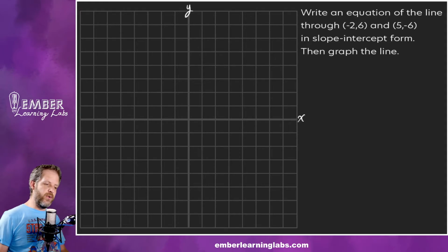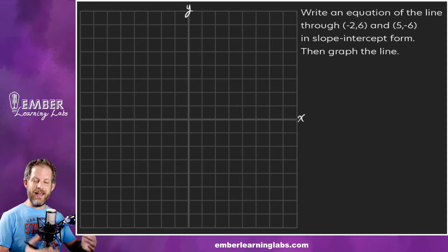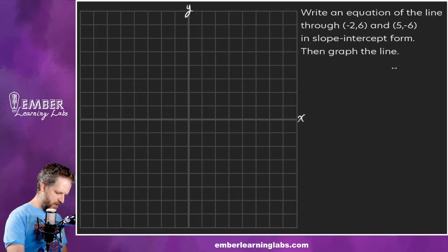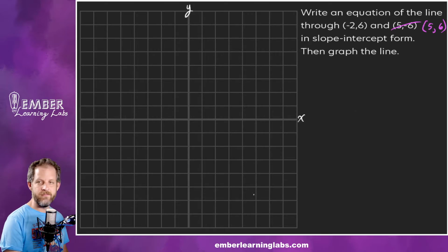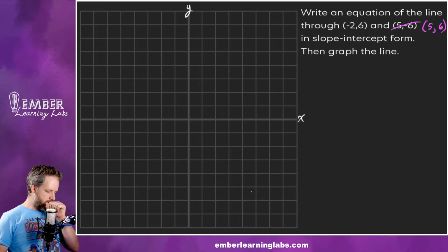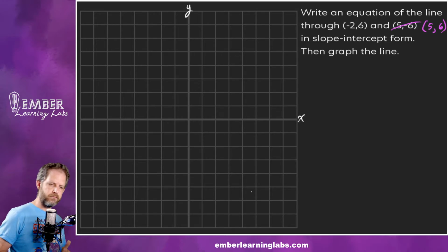So we're going to write an equation of the line through -2, 6, and 5, negative. Oh, that is a typo. It's not going to do what I need it to do for this example. So let me fix it. This should be 5, positive 6. There we go. All right, it's through -2, 6, and 5, 6 in slope intercept form. Then we're going to graph the line, okay? Easy peasy, lemon squeezy.